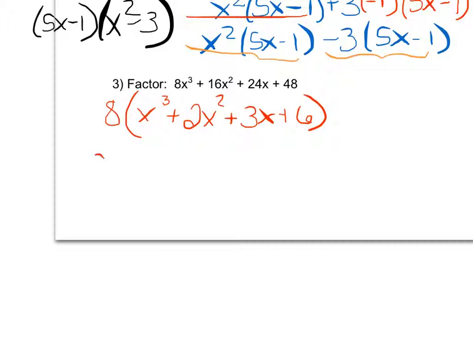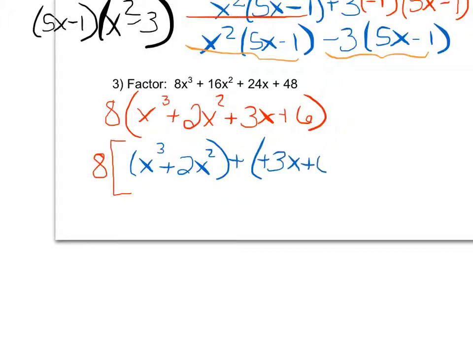So I'm going to go ahead and leave the 8 out front, and I'm going to use some brackets so that my parentheses don't get confusing. I'm going to go ahead and group my first 2 terms, x cubed plus 2x squared, put a plus sign in between, and group my last 2 terms. And then again, I'm going to use that bracket on the end, so once again my parentheses don't get confusing. This 8 is always just going to keep hanging out front.